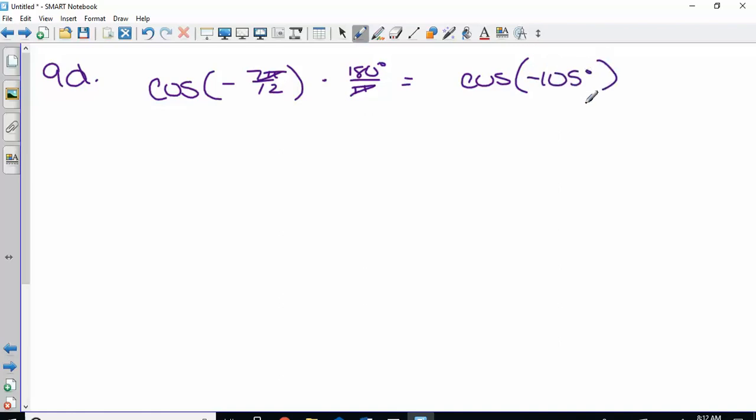Okay. You have several options from here. If you remember your negative identities, cosine of a negative is the same as cosine of the positive, so this would equal just the cosine of 105. If you didn't like dealing with the negative, you could also add 360 and get a coterminal. Or we could just evaluate it with a negative angle. So really 3 different paths to take. What did you guys do? Okay, that seems to be the most common method. So if you add 360 to that, what do we get?